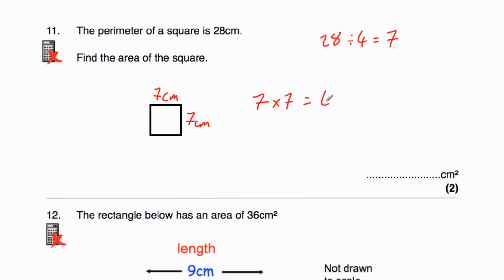So 7 times 7 is equal to 49. So the area of the square would be 49 centimeters squared. Okay, let's have a look at question number 12.